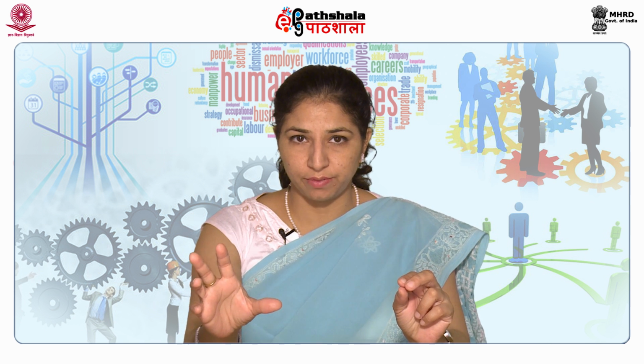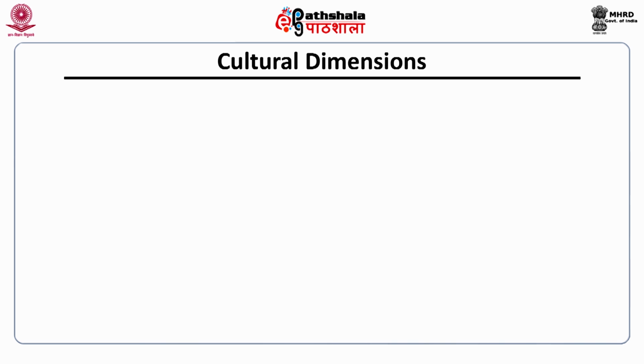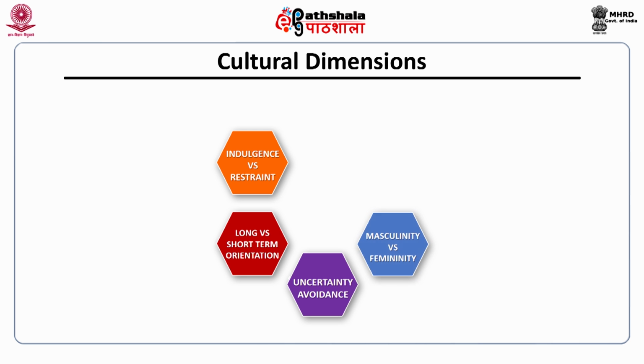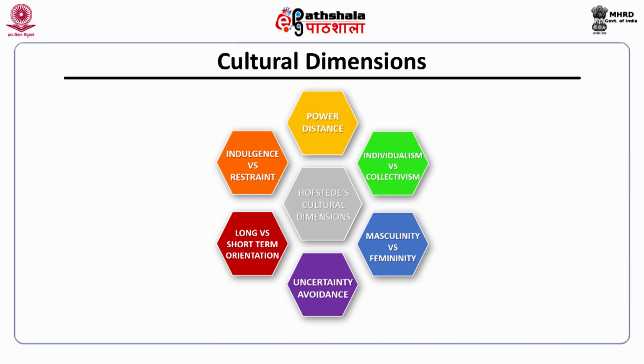The 5th dimension was done with the help of Chinese scholars to study the values associated with short-term orientation and long-term orientation. Cultural dimensions include indulgence versus restraint, long versus short-term orientation, uncertainty avoidance, masculinity versus femininity, individualism versus collectivism, power distance. This is what the Hofstede cultural dimensions are.